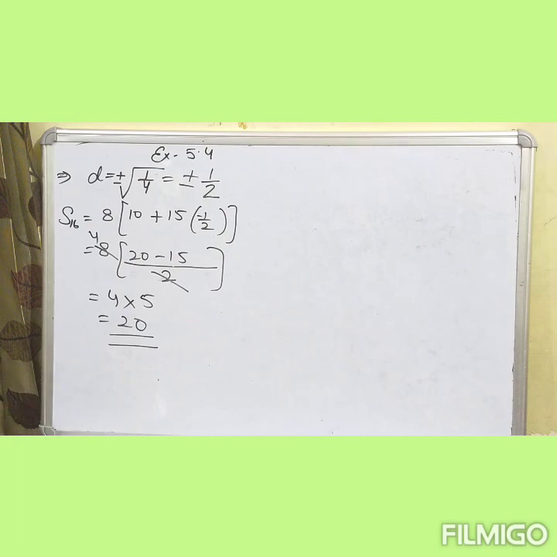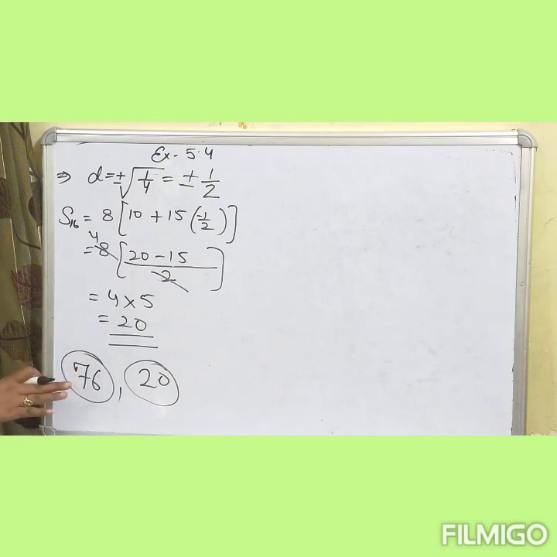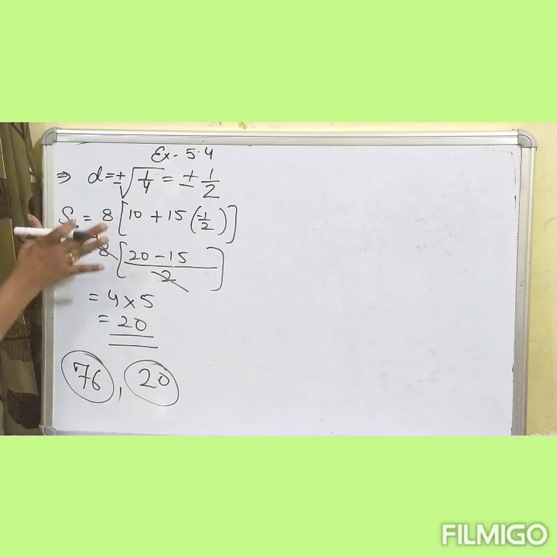So we have two answers here. One is 76 for S16 and the other is 20, because we have two values of D. So we have to make two cases and then find the two values of A, and from there we get two answers. So these two are the answers.